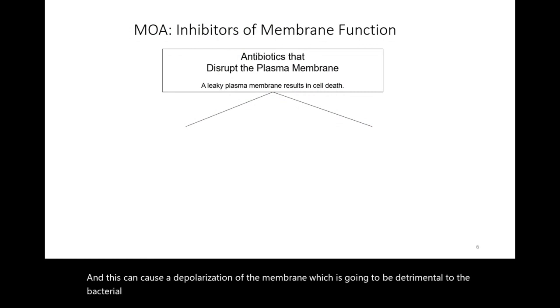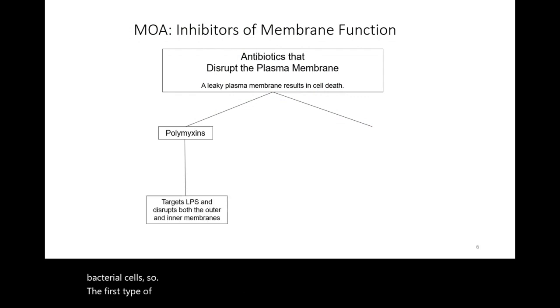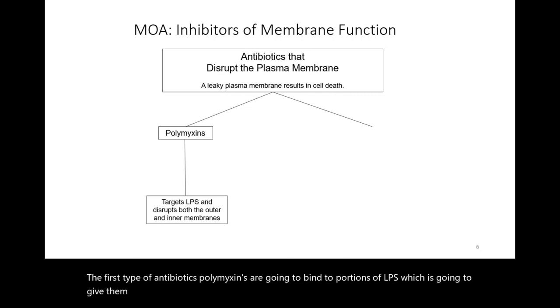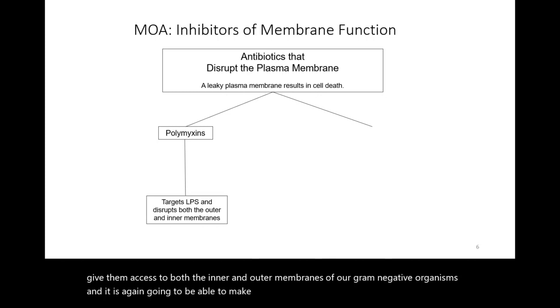So the first type of antibiotics, polymyxins, are going to bind to portions of LPS, which is going to give them access to both the inner and outer membranes of our gram-negative organisms. And it is again going to be able to make them leaky and kill the cell.